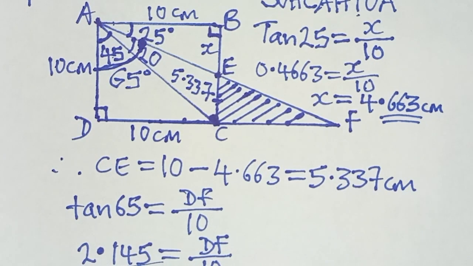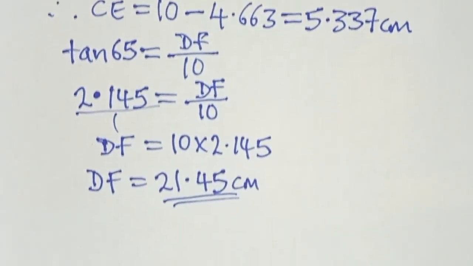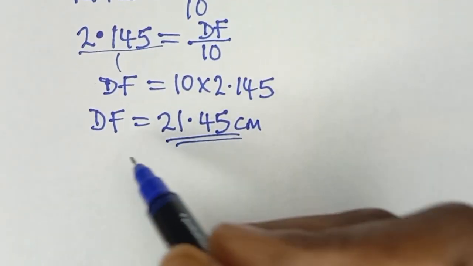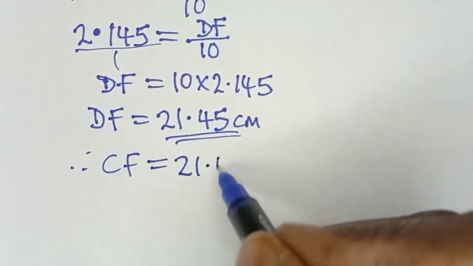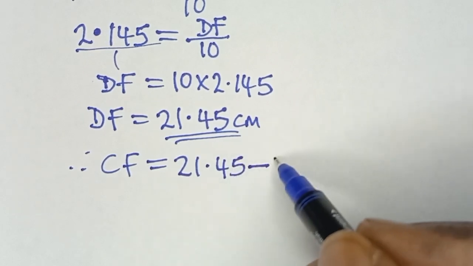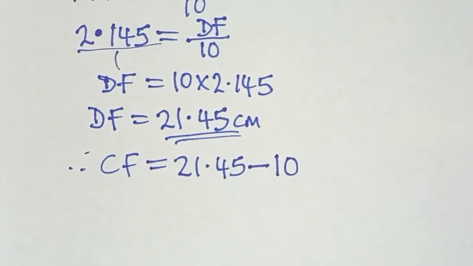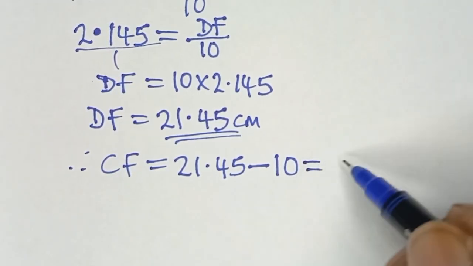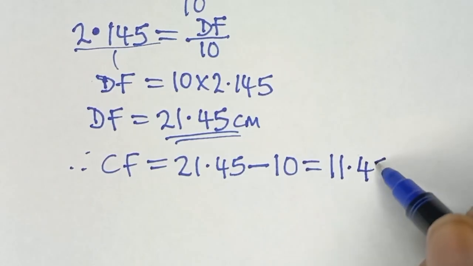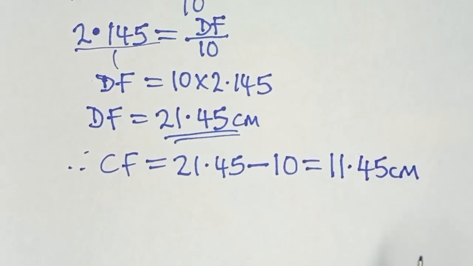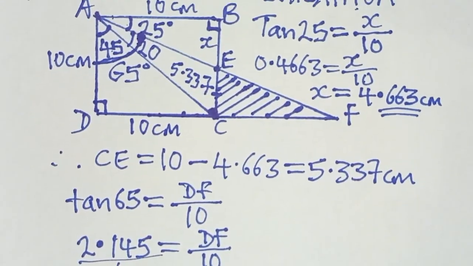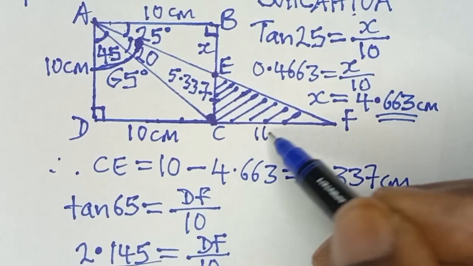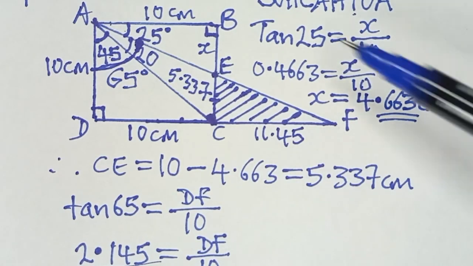So to get the value of CF, because I'm looking for the side CF, therefore CF is equal to 21.45, that's the whole of the length, minus 10, that is the other part that is known. That will give us CF as equal to 11.45 centimeter. So this side is 11.45, and we know this side.